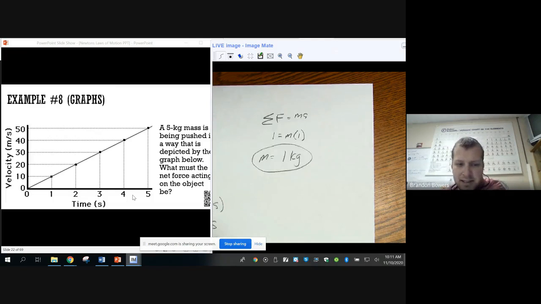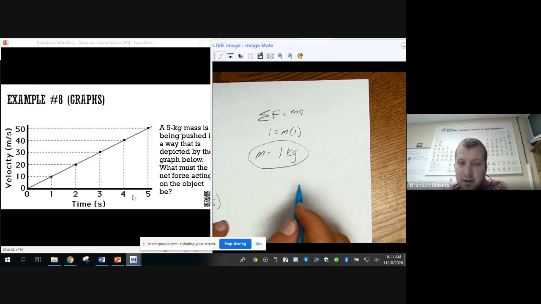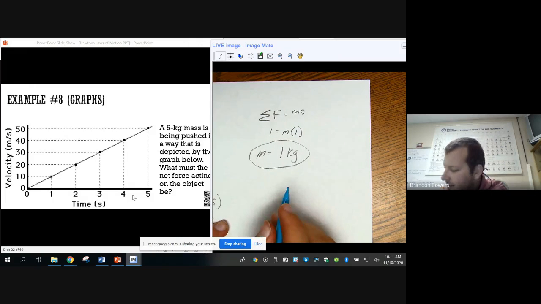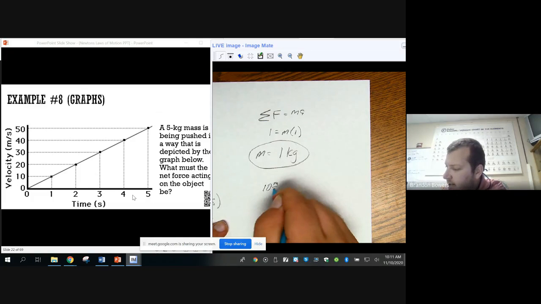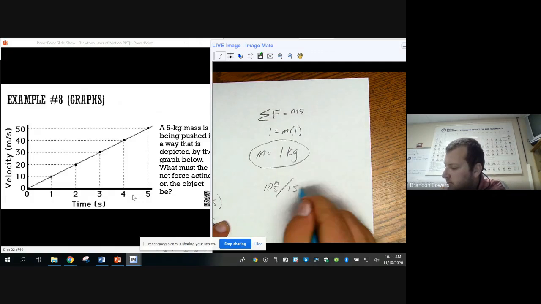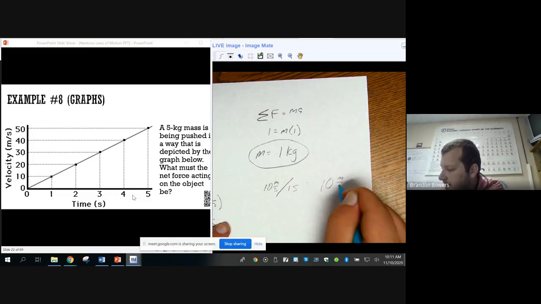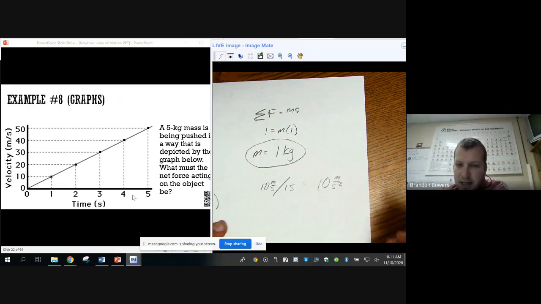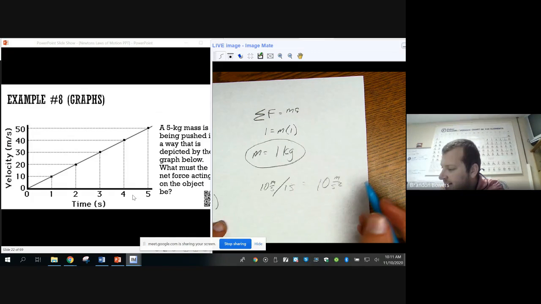And if we look at this example, a velocity time graph. If I look at my 10 meters per second per 1 second, what's my acceleration? Well, it's just going to be 10 meters per second squared. So there's my acceleration. In the question, it tells me my mass is 5 kilograms. So 10 times 5 is going to equal 50.